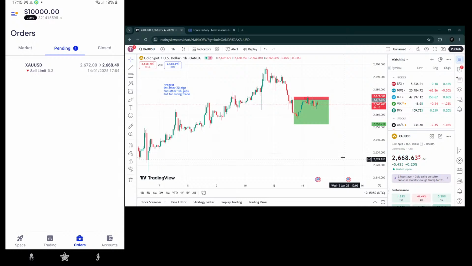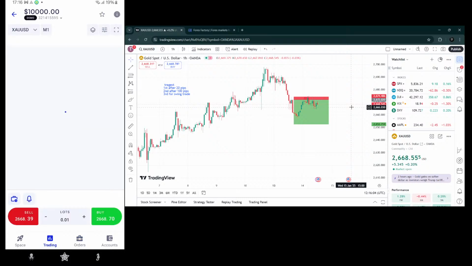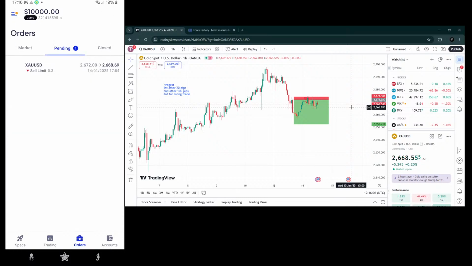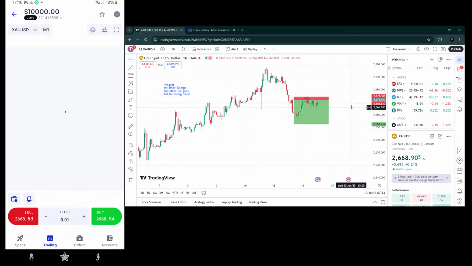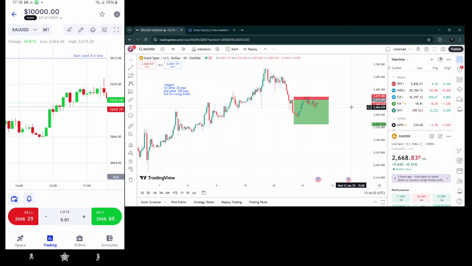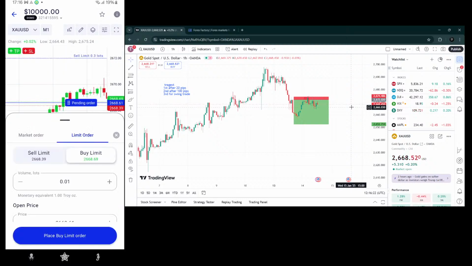So just wait, we have time, because the news is on 6:30 and market will move today. And we put our trade on our mobile, as you can see, pending order on 72. So for the hedging point we will also put the same lot size.